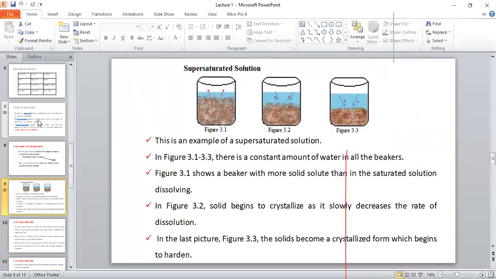And then let's see a deeper, clearer explanation of a supersaturated solution here. Here we have these examples. We have the 3 beakers here, and that's figures 3.1 to 3.3. Each of them contain the same amount of solvent.